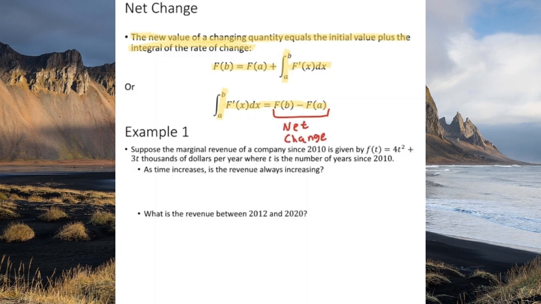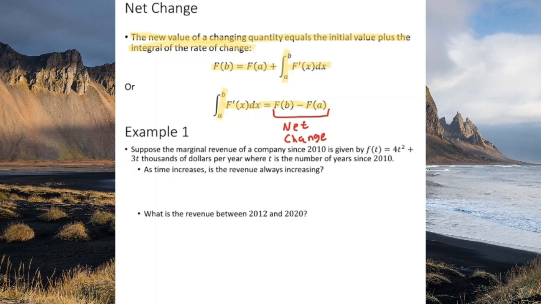So what this result tells us is when we integrate the rate of change of a function over an interval, that is equal to the net change of that function over that interval. As an example, suppose the marginal revenue of a company since 2010 is given by f of t equals 4t squared plus 3t, thousands of dollars per year, where t is the number of years since 2010.